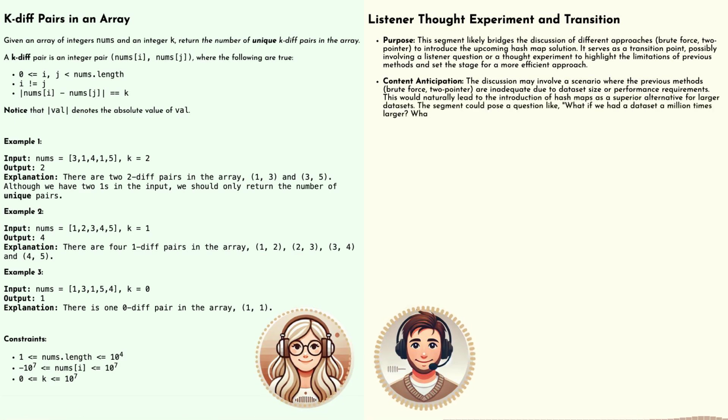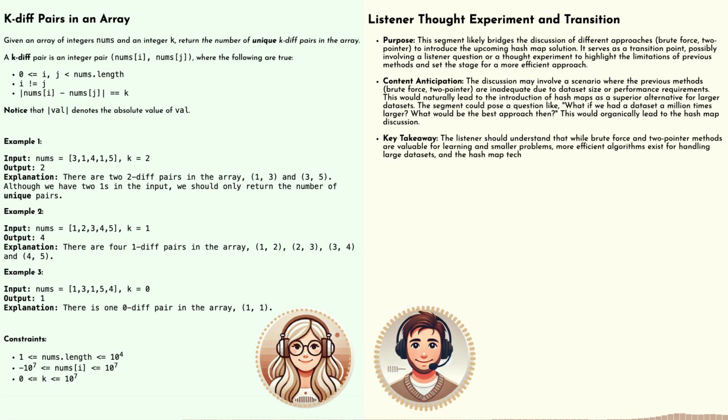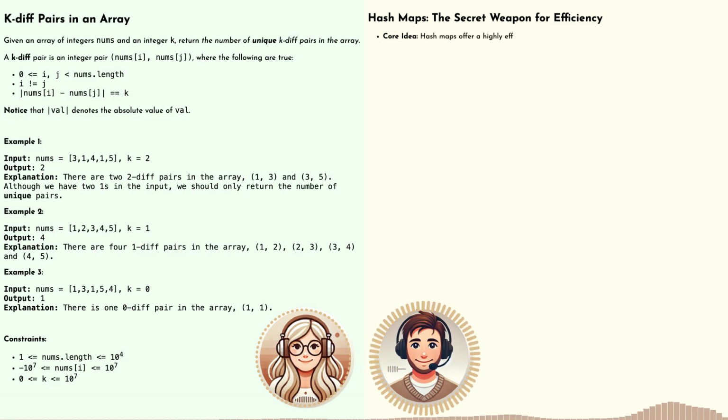I totally agree. Now, before we move on, I want to pose a little thought experiment to our listeners. What if instead of K-Diff pairs, we were looking for triplets that added up to a specific sum? Do you think we could use this two-pointer technique for that too? Think about it while we dive into an even more efficient method using the power of hash maps in the next part.